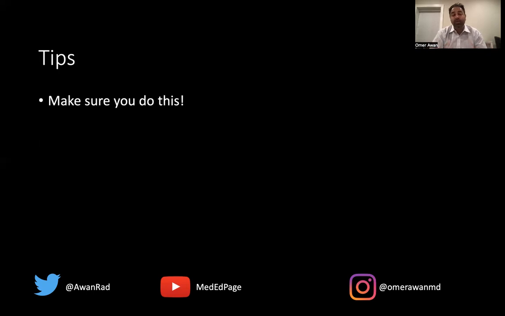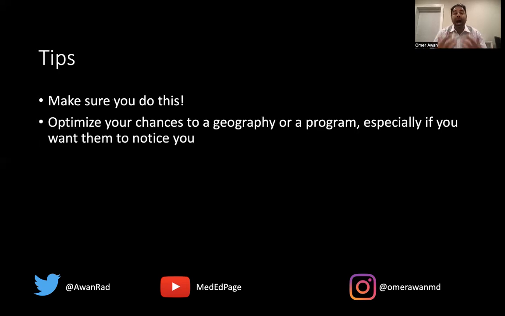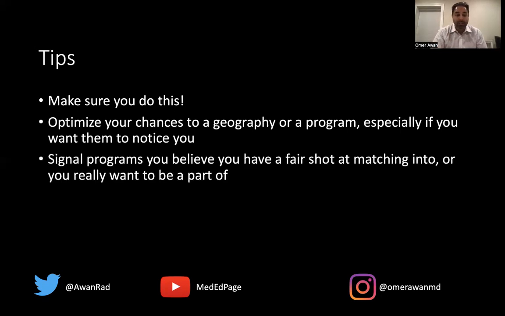Please signal programs, especially the ones that you really want to go to. This is going to optimize your chances at a particular geography or even specific programs, right? Especially if you want them to notice you, right? So there may be programs where you live in California, but you really want to be in New York for certain reasons. Signal those programs. They may not take you seriously because you're applying from California, right? But if you signal them, it's going to open their eyes to you, and they will take you a little bit more seriously.